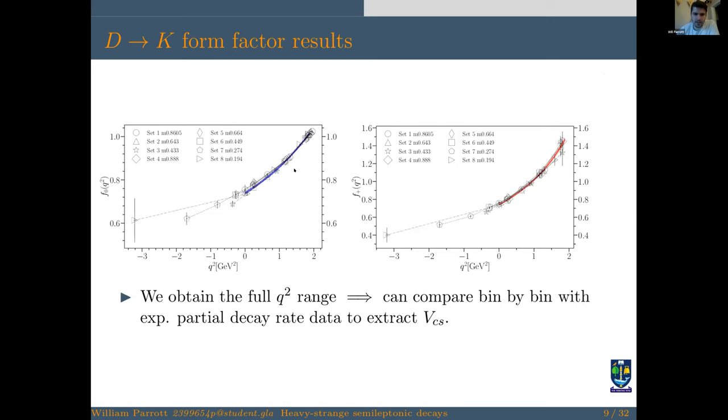These are the f plus and the f naught in q squared. Here's the data from each of our eight ensembles, and the colored bands here are the continuum results for the form factors. You can see that everything sits very nicely over the top of everything else here. And that's basically indicative of the fact that we're working at the physical charm mass and that the discretization effects are very small. So there's nothing really separating the different lattice spacings here. And because we have this full q squared range, that enables us to compare with the full q squared range of experimental results which are available.